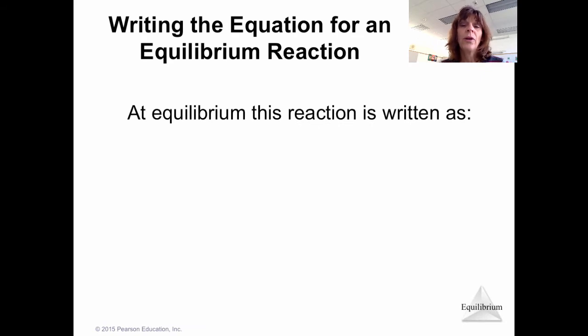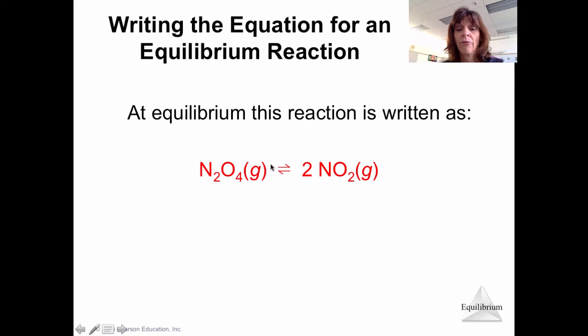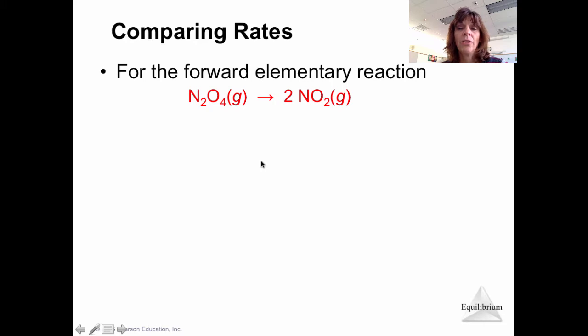All right, so we want to be able to write a reaction as an equilibrium reaction and as an expression so we can look at it quantitatively. So if we were looking at that same reaction of dinitrogen tetroxide decomposing into nitrogen dioxide, we would have double arrows, a forward and a reverse. When you want to make this a quantitative relationship, you have to note that both rates are happening at the same time and they're happening at equal rates.